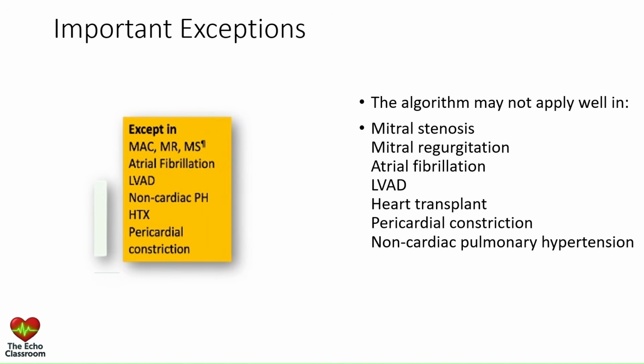Now let's look at some important exceptions. So this is when you would direct your attention to the yellow box. This algorithm does not apply well in certain conditions: if the patient has mitral annular calcification, mitral stenosis, mitral regurgitation, AFib, a left ventricular assist device, heart transplant, constrictive pericarditis, or non-cardiac pulmonary hypertension.